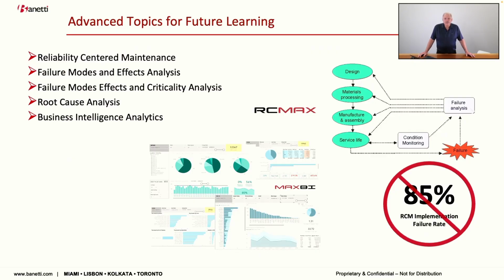There will be a lot of advanced topics available in this. I'm just trying to run through the basics of an asset management strategy. RCM, failure modes and effects analysis, failure modes, effects, and criticality analysis, root cause analysis, business intelligence and analytics. There are a lot of tools in the market and a lot of approaches to doing maintenance management to really take organizations up to that next level, where they've got an effectively running operation.